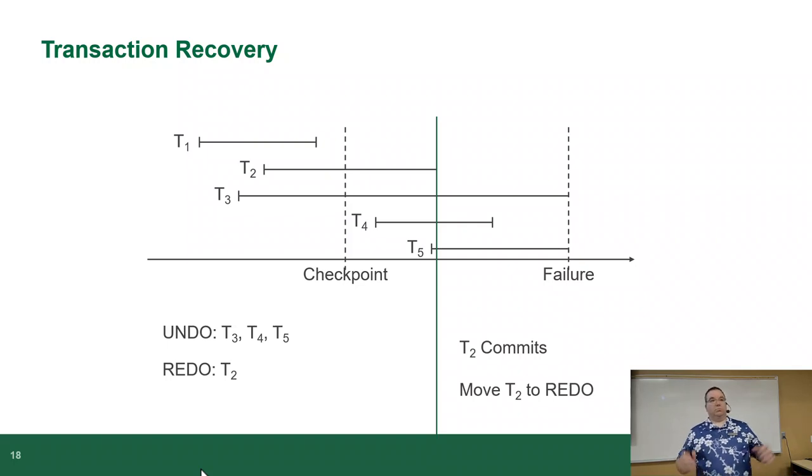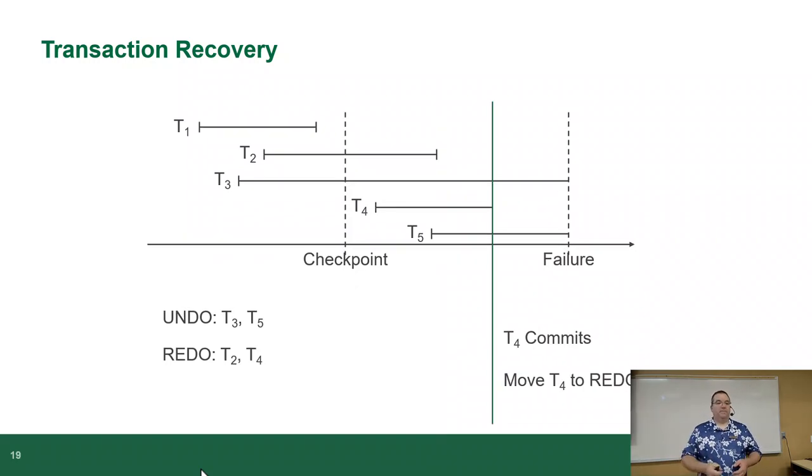Transaction two commits. So transaction two finishes. The application, whatever happens to be doing it, says it worked. I'm happy with this. Issue commit command. Just like I did in my example, I issued a commit command and it magically showed up in the table. So transaction two goes into the redo pile. Because don't forget, we've already gone past the checkpoint and we haven't reached the next checkpoint. So in the transaction log, it says transaction two succeeded. If the server were to die right now, we are able to redo transaction two.